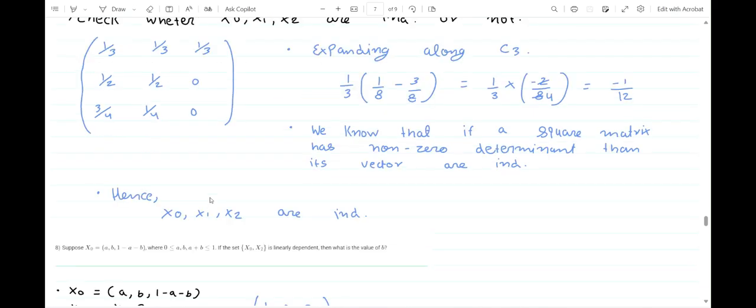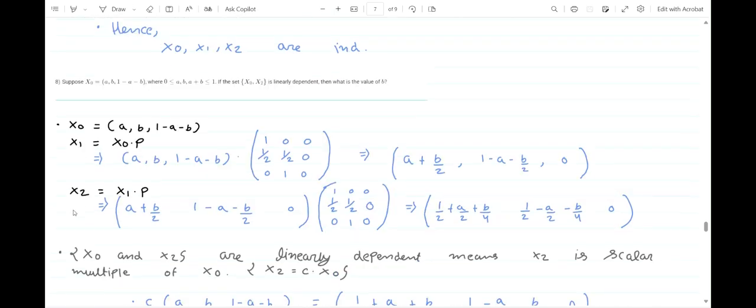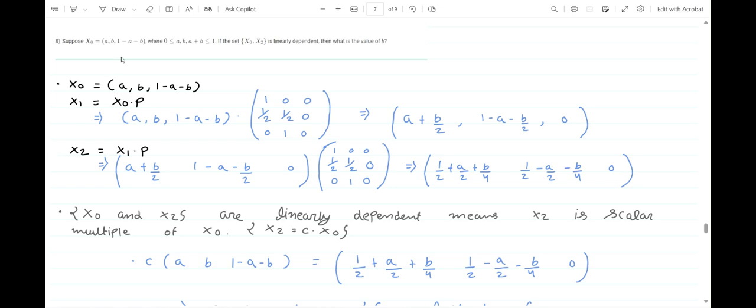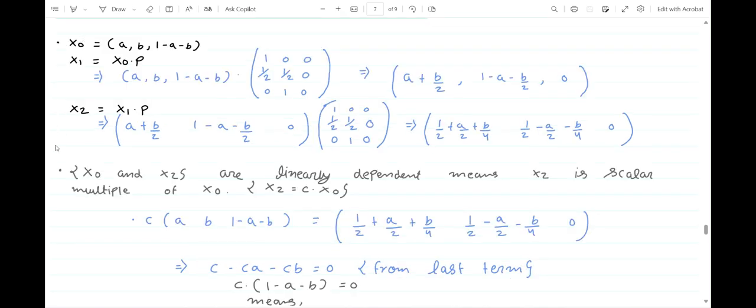Now if we look at the 8th question, which says that suppose x naught equals a, b, 1 minus a minus b, where a and b are greater than or equal to 0, and a plus b is less than or equal to 1. If the set x naught and x2 is linearly dependent, then find the value of b. In this question, we will find x1 and x2 using the same approach that we just did in the previous question. So the actual x1 is going to be (a plus b)/2, 1/2, b/2, 0, and x2 will be 1/2 plus a/2 plus b/4, 1/2 minus a/2 minus b/4, 0.